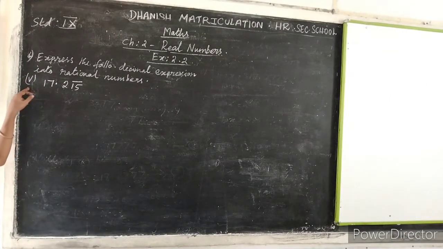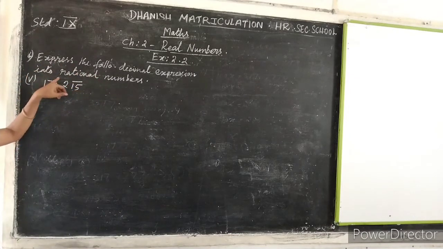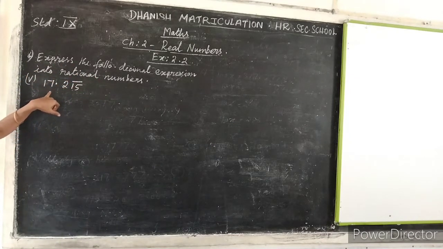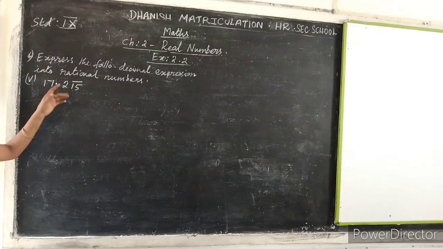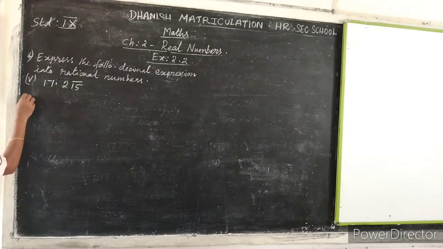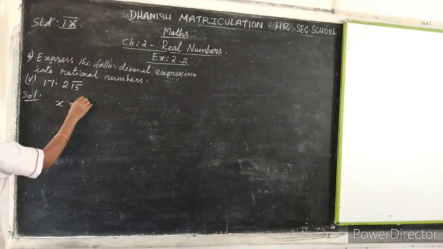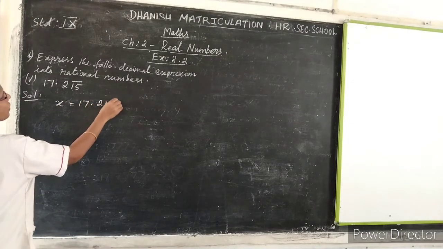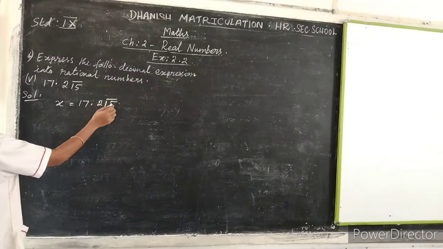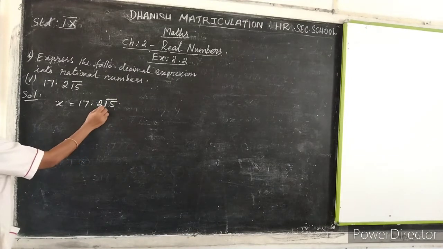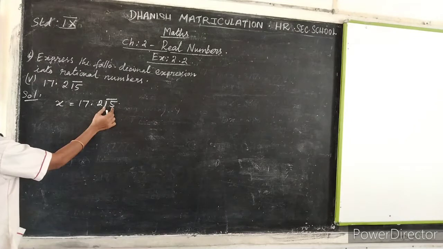Now fifth subdivision: express the following decimal expression into a rational number. Rational means we should write it in fractional form. So the given decimal is x is equal to 17.215 bar. This bar is only for this 15. So two digits are the repeating elements.